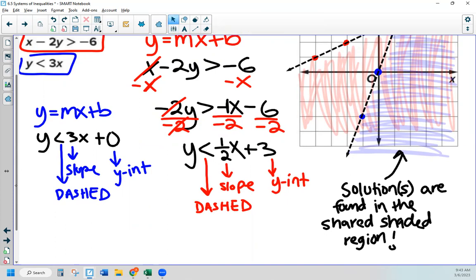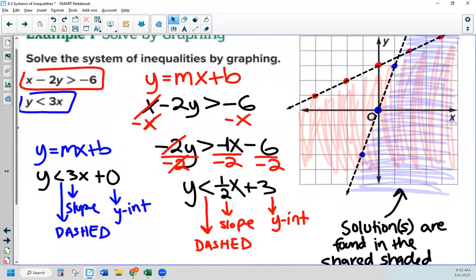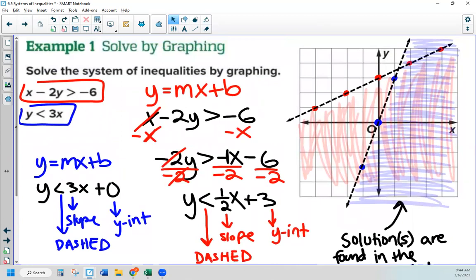Okay. And to talk about this a little bit more, remember that both of these lines are dashed. So no point that lands on either of these lines will be your answer. Just everything that they have in common and share. All right. And just to make it a little bit easier, if you want, you can go ahead and erase the part that they don't have in common and make it a little bit more obvious for yourself.